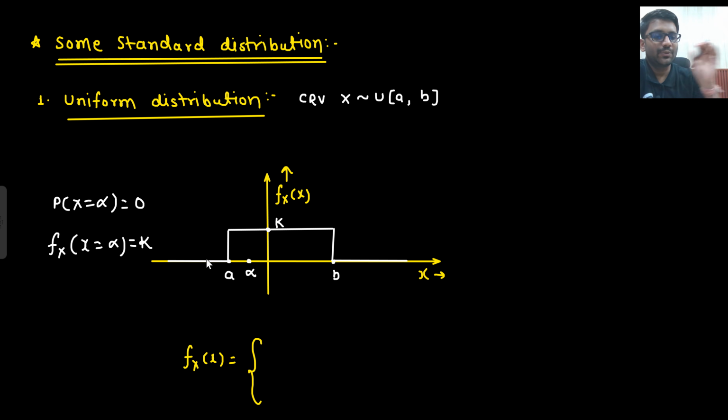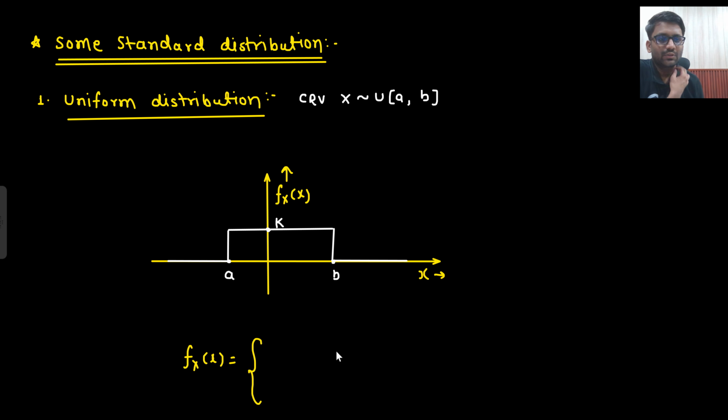So uniform distribution means the value of your probability density function is constant between a and b. Is that okay for you? So that's why the name is uniform distribution. Now can you let me know what the value of this constant k will be? Yes, I can surely let you know, because I know that the total area should be 1.